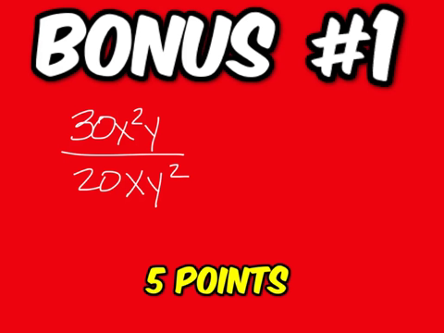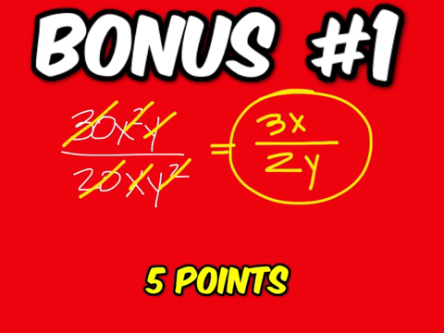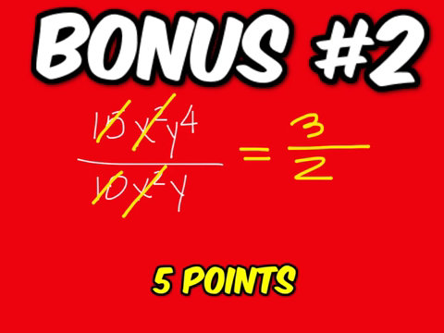On the bonus, 30 over 20 cancels out to 3 over 2. And x squared over x is x on top, but y over y squared is y on the bottom. 3x over 2y. Answer on this one, 15 over 10 cancels to 3 over 2. The x's cancel all the way out, and y to the fourth over y is y to the third on top.